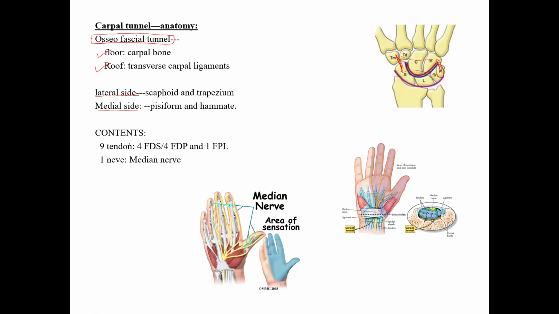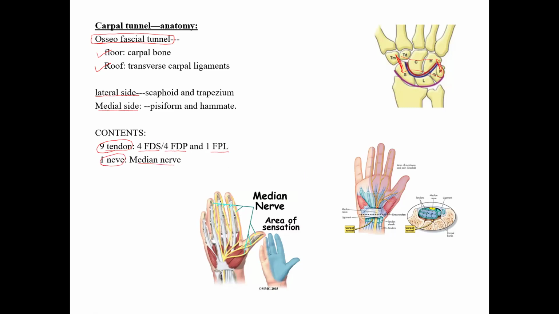So what are the contents of the carpal tunnel? The carpal tunnel contains 9 tendons. There are 4 flexor digitorum superficialis tendons, 4 flexor digitorum profundus tendons, and 1 flexor pollicis longus tendon. And it has one nerve in it, that is your median nerve.